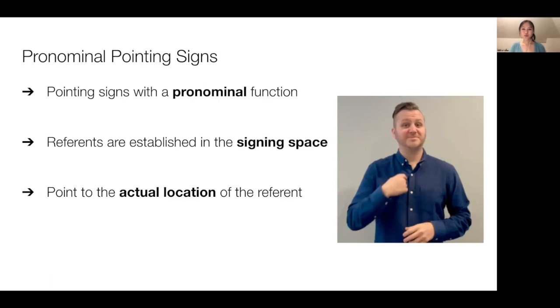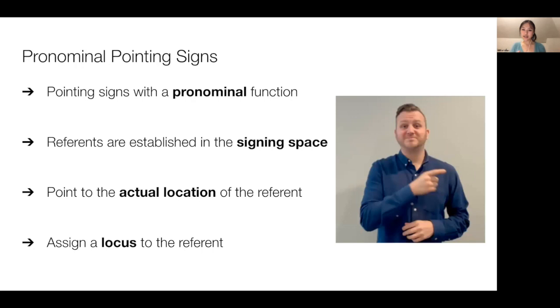When using pronominal pointing signs, the signer can point to the actual location of the referent if the referent is in the same room, for example, towards themselves for I, towards the addressee for you, or towards an entity in the same room for he, she, they, it. And for entities that are not present, the signer can assign a particular point in the signing space to the entity, then point to this point for all subsequent mentions of the entity. We call these points in the signing space a locus.